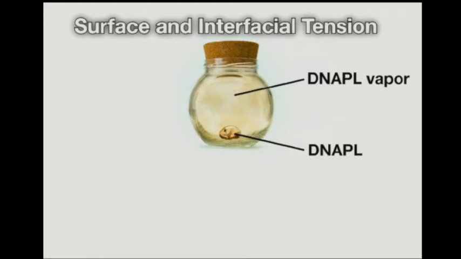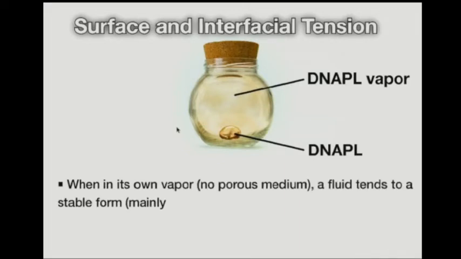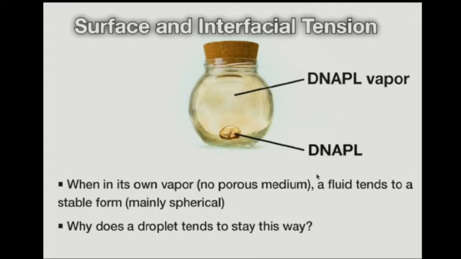Well, the shape of it is determined by how the molecules tend to stay. The molecules tend to stay together. When it's in its own vapor, it's called surface tension, not interfacial tension. Surface tension. And when in its own vapor, a fluid tends to a stable form, mainly spherical. Of course, it's not perfectly spherical due to gravity effects. Why does a droplet tend to stay that way?